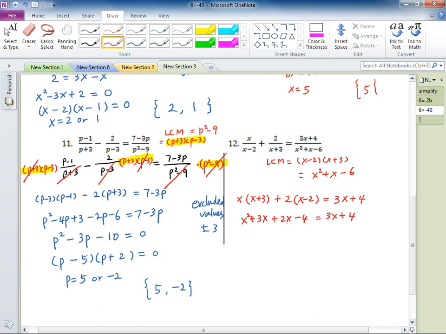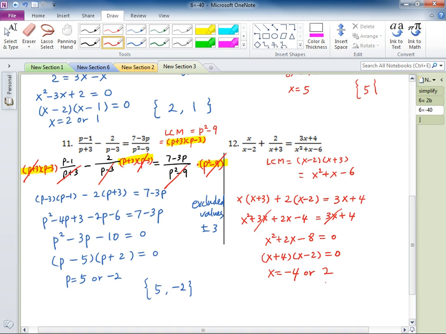Oh, I see 3x, 3x. Can I cross them out? Okay. And then x squared plus 2x. Subtract 4 from both sides. That is negative 8. And let's factor. Plus 4 and x minus 2. And what are the solutions? X will be negative 4 or positive 2.